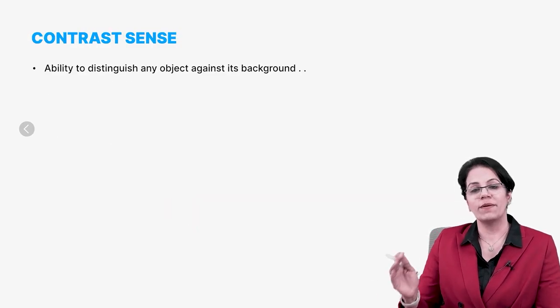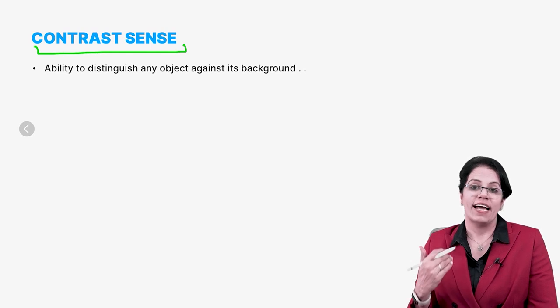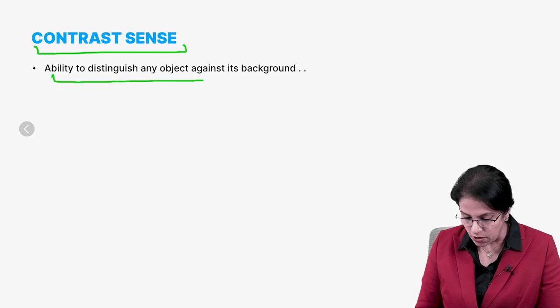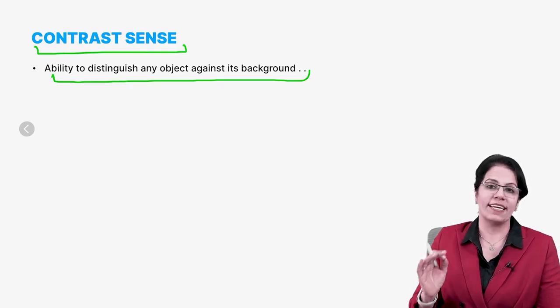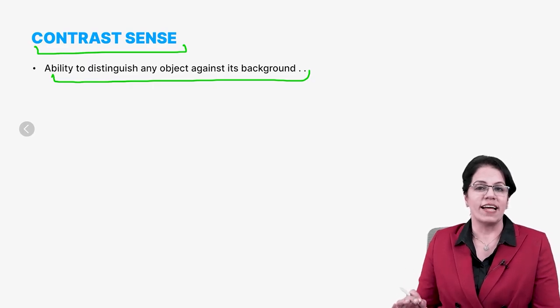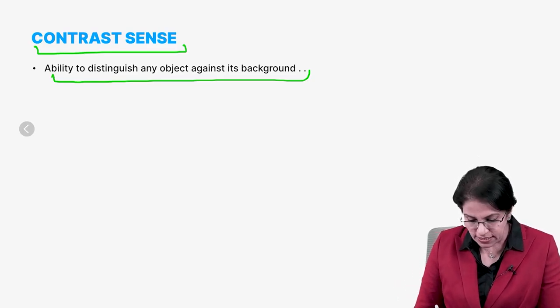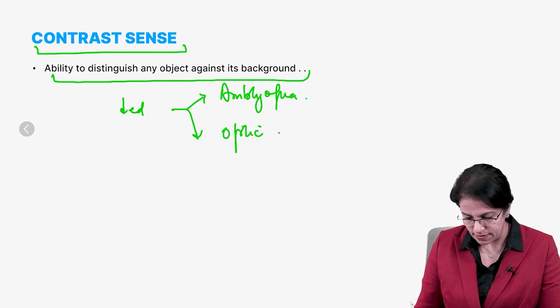So once we are clear with this, we come to the next sense, which is contrast sense. When you say contrast sense, how do you actually define it? It is the ability to distinguish an object against its background. This is what contrast sensitivity is. So contrast sense is generally decreased in which conditions? Just keep in mind it can be less in amblyopia, where you see a decreased contrast sensitivity, and second is in some optic neuropathies.